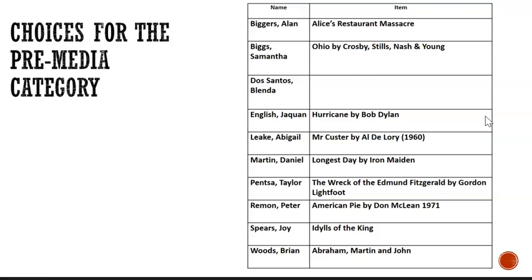Please, Mister, I don't want to go. That's the big line that he says. Please, Mr. Custer, I don't want to go. I don't want to go into this battle.